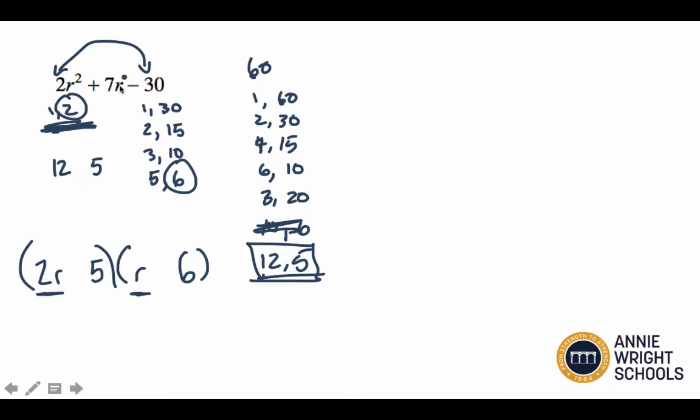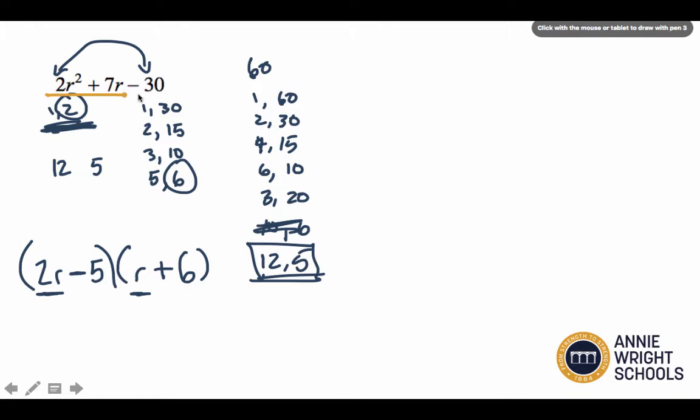Because this is a minus and this is a plus, I need one of each sign. How am I going to produce a positive 7? I need a positive 12 and a negative 5. The only way to make this a positive 12 is to put a plus sign here, and the only way to make this a negative 5 is to put a minus sign here.